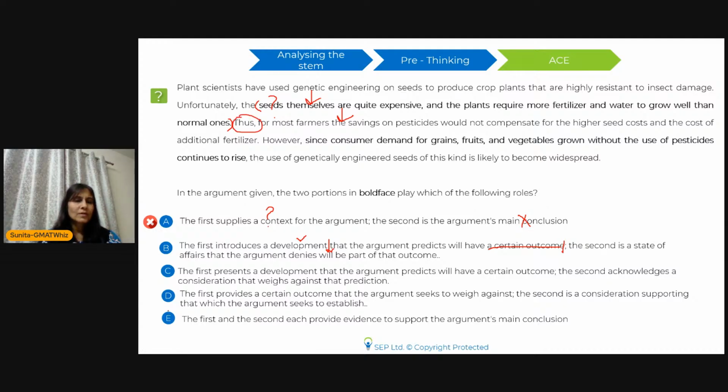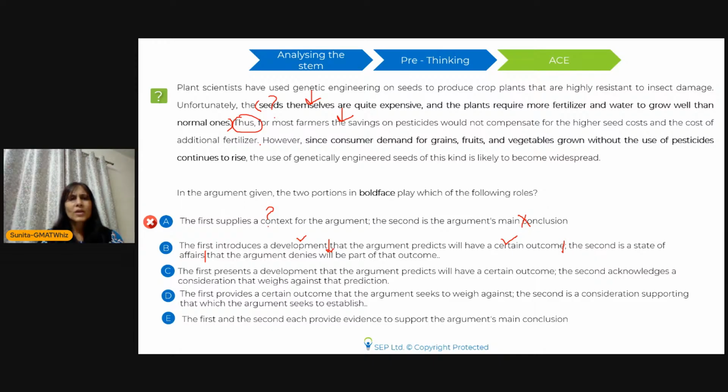I'm so sorry, I'm being a little sloppy here. Let me clear that up. So yes, this is also correct. Notice how I'm just reading a portion once. I'm not rereading it again, and that is how you save time. The second is a state of affairs. Can I call it a state of affairs? In day-to-day language, what is the state of affairs? It's the situation at hand.